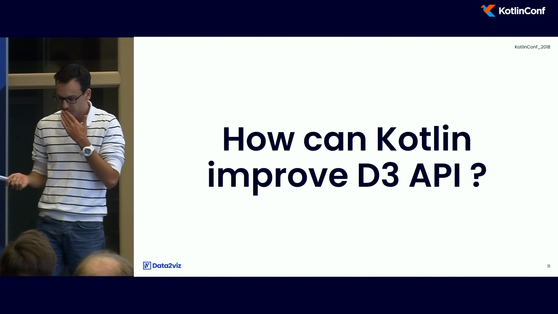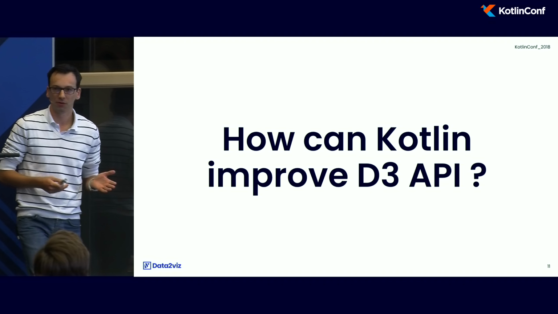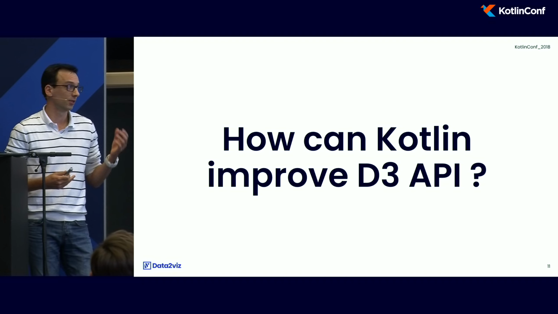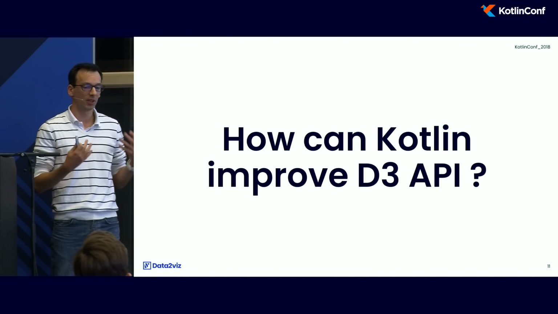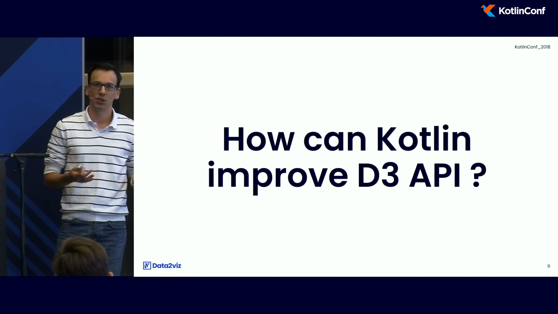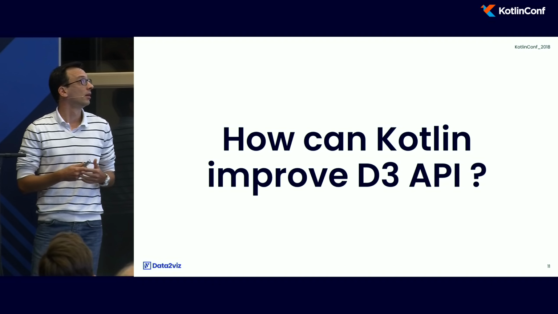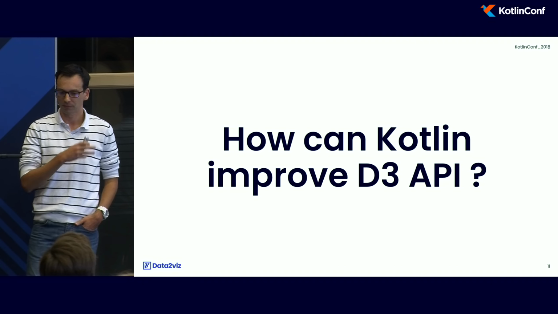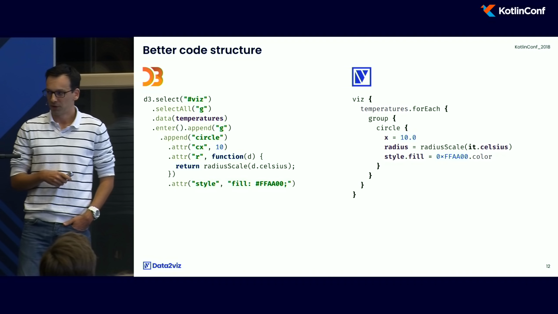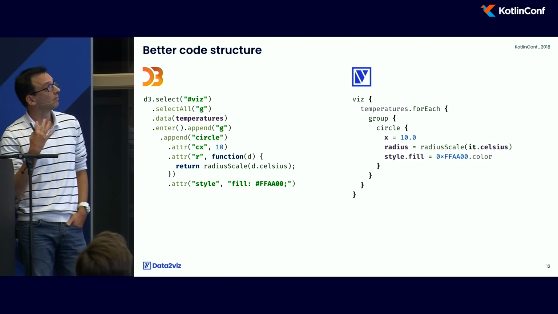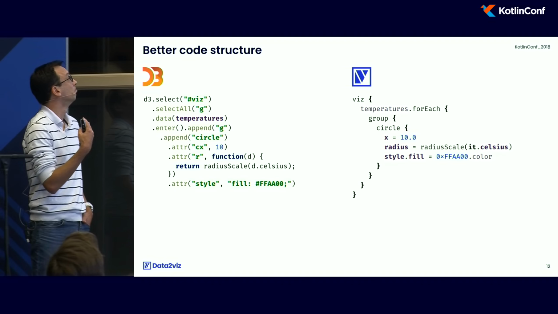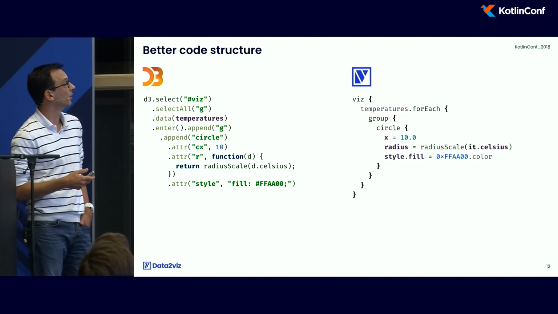We learned D3, we know how to use D3, but we also think that D3 is hard. And so we thought, how can Kotlin and its features help us to build and to improve the D3 API? So first was to give some better structure, better code structure, okay?